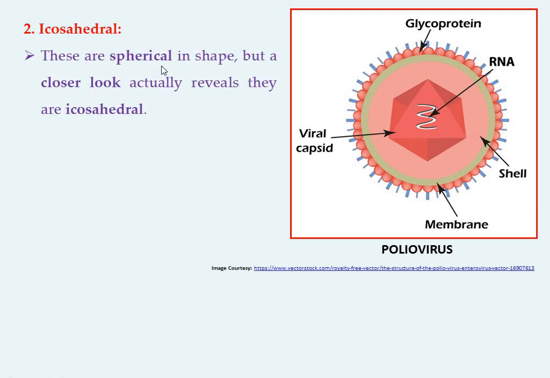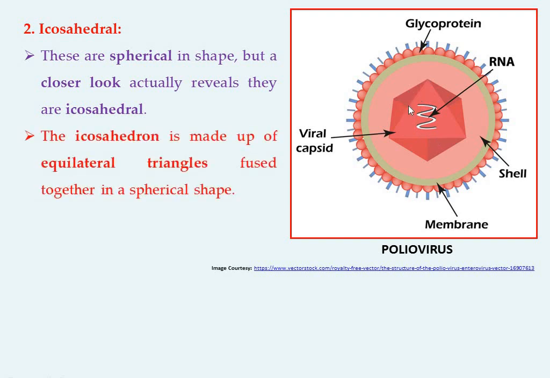These viruses are spherical in shape, but a closer look reveals that they are icosahedral. In this image, we can easily observe that this virus looks like a spherical structure, but a closer look reveals that it is made up of icosahedral faces. It is made up of equilateral triangles fused together in a spherical shape. So these equilateral triangles combine together to form a spherical structure. Apparently it looks like a sphere, but it is made up of equilateral triangular faces.